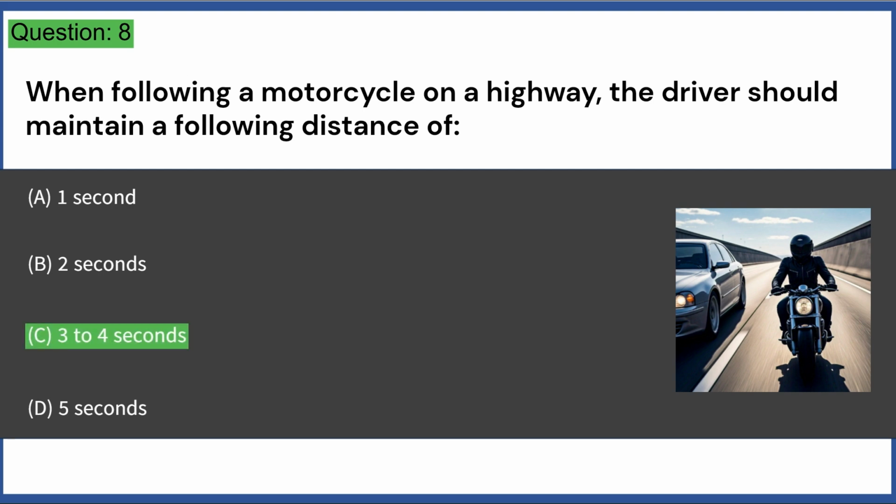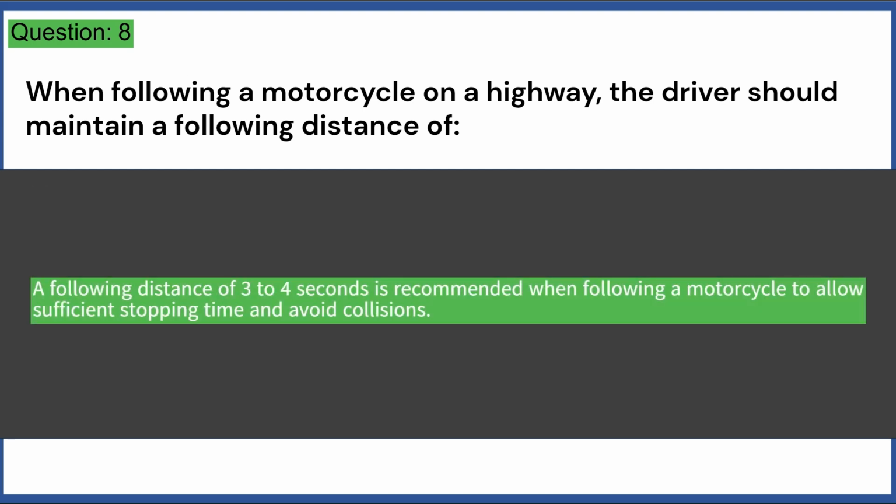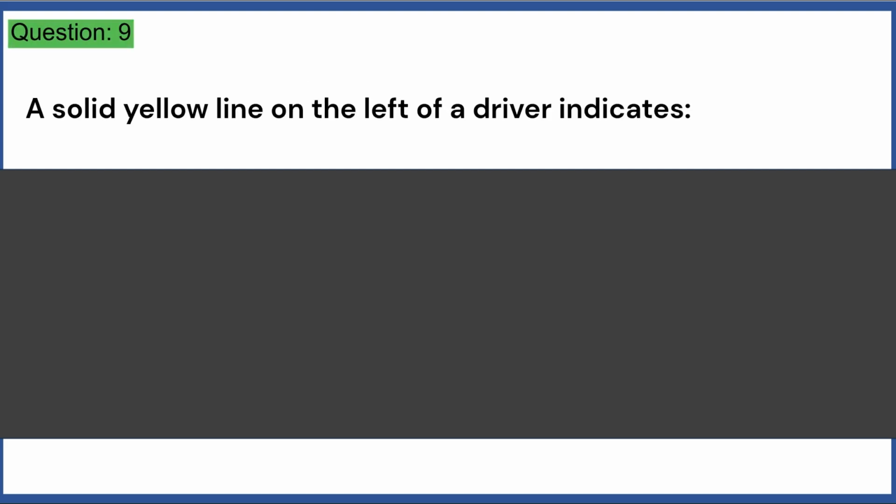Answer: C. A following distance of 3 to 4 seconds is recommended when following a motorcycle to allow sufficient stopping time and avoid collisions. A solid yellow line on the left of a driver indicates A. The edge of the road.